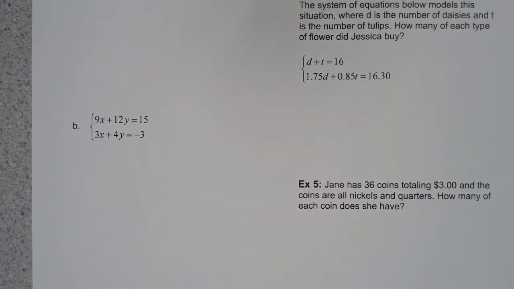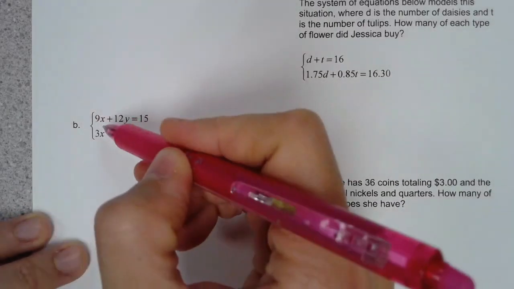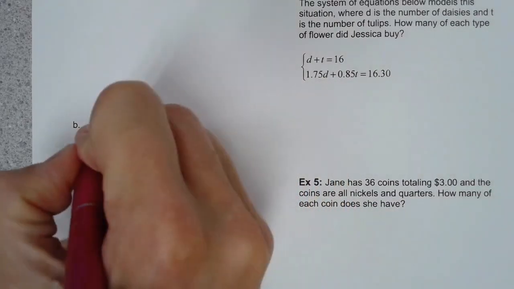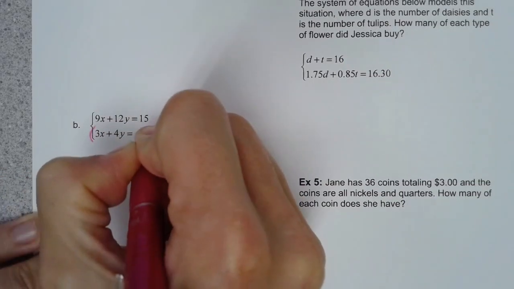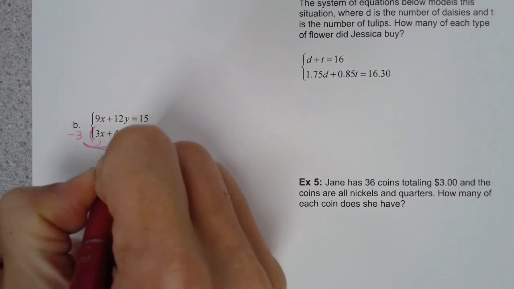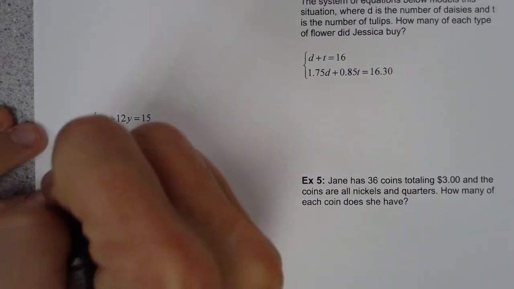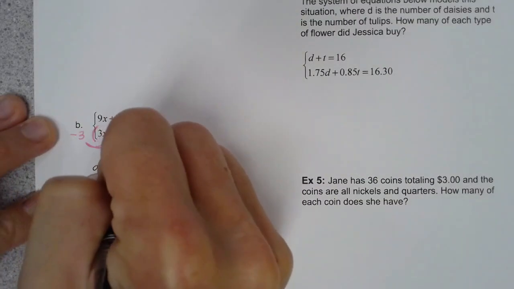On B, you want to make them have opposites. So let's see, I'll make the x's be opposites. I don't have to turn both of them into 27 because if I want to, I can just multiply this one through by negative 3. And that will make the x's turn into negative 9, which would be the opposite of positive 9, and then they'll be opposites. So 9x plus 12y equals 15.